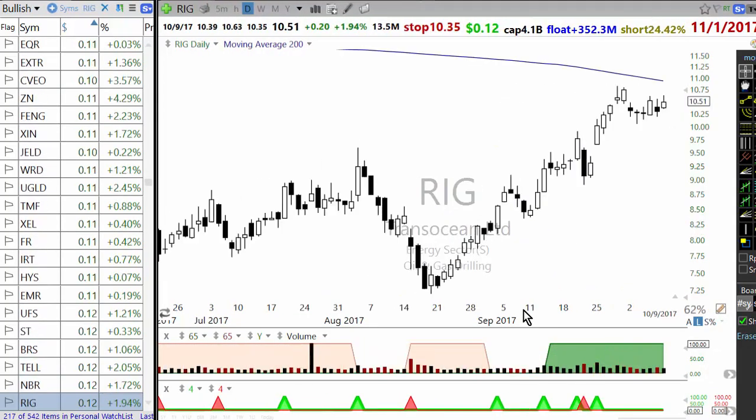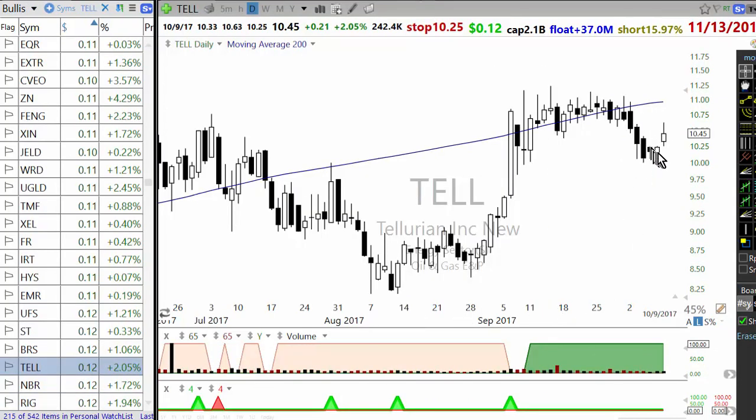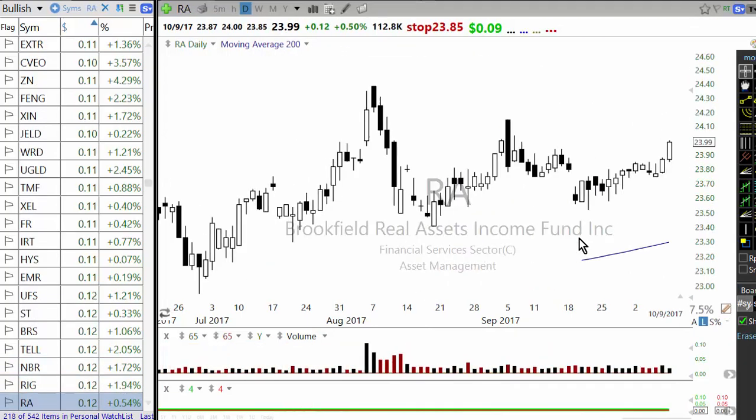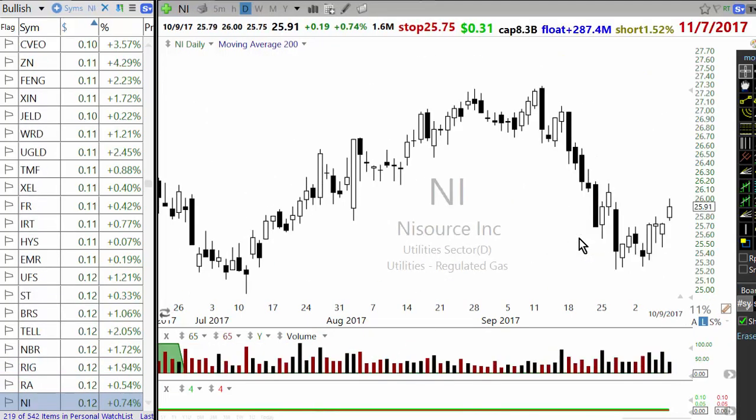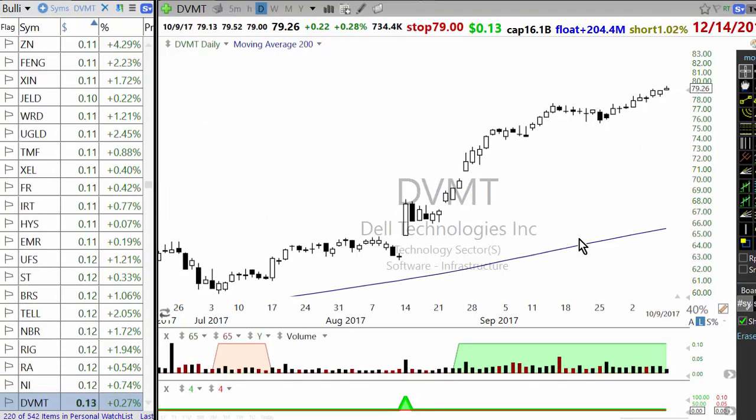So as you keep going down, something like Tail was a pullback, but it didn't close near the high. I always like stocks which close near the high. If something fades, that's not a good idea, that's not a sign of strength.